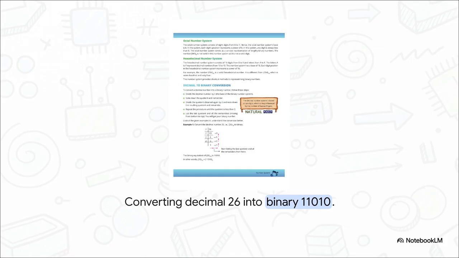And we stop there. Now read that last answer and all remainders from the bottom up: 1, 1, 0, 1, 0. Boom. The number 26 is 11010 in binary.